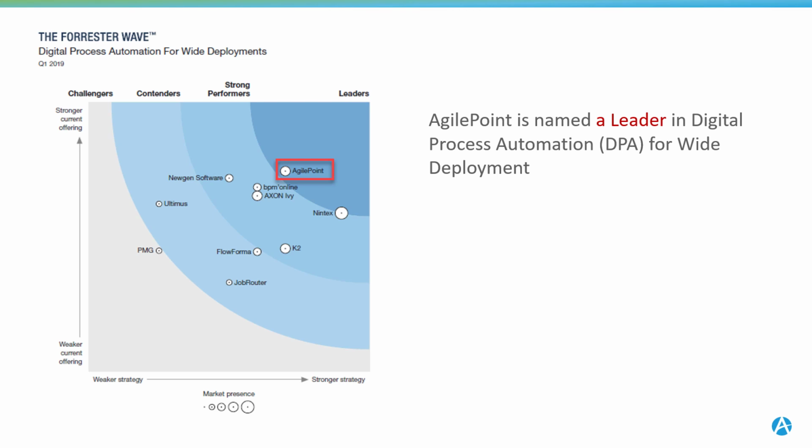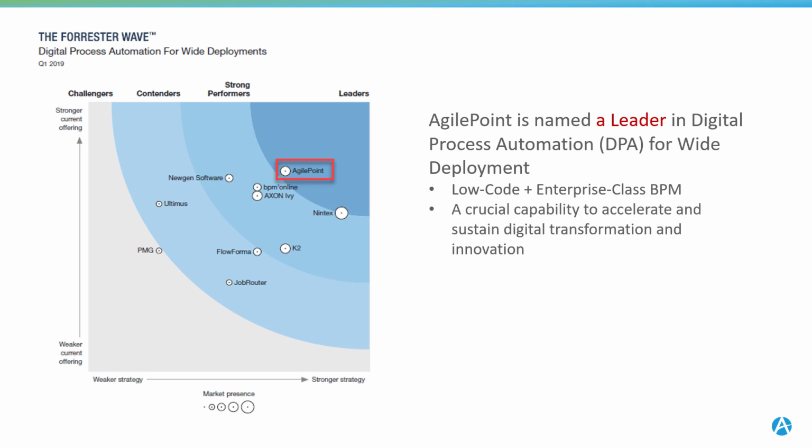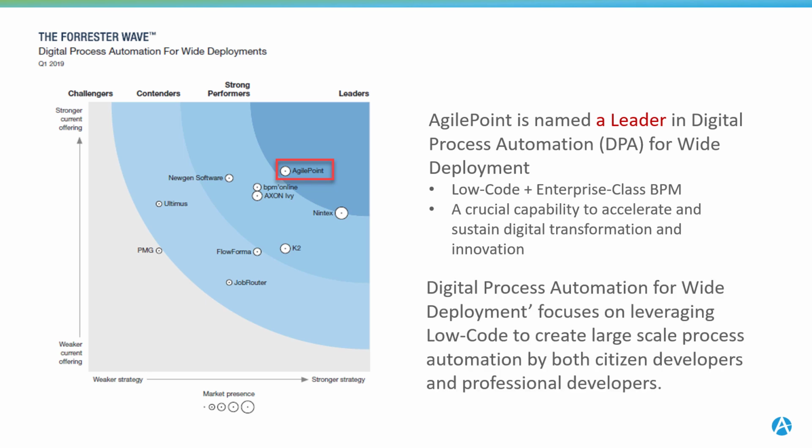So this is a huge point of pride for AgilePoint. Just about a year ago, AgilePoint was named a leader in this emerging category of digital process automation for wide deployment. Now, I know a number of you are probably wondering what this means. So in short, it takes the process excellence capabilities of enterprise-class BPM and provides a modern low-code architecture. Forrester views this segment as a crucial capability to not only accelerate, but to deliver a sustained digital transformation that is pervasive across the organization.